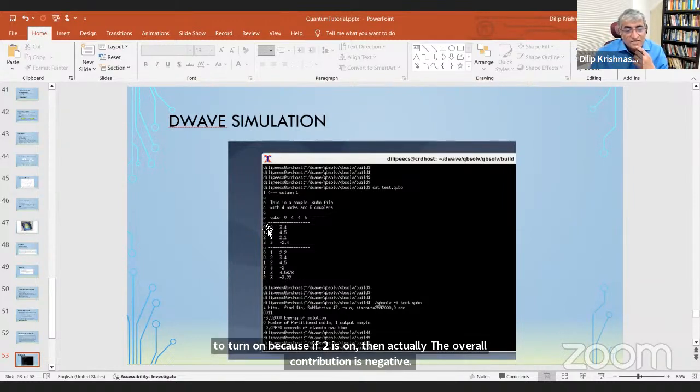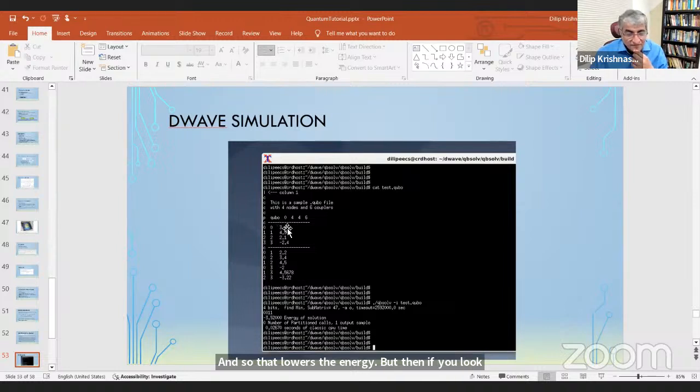But then if you look at 0 and 1, for example, their self-coupling coefficients are high. Cross-coupling coefficients are also high, leading to higher energy states. So the system pushes 0 and 1 state bits to 0, and then 2 and 3 to 1. So the solution becomes 0011 in the system.